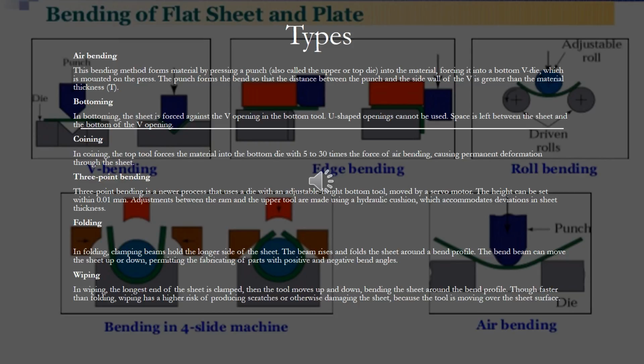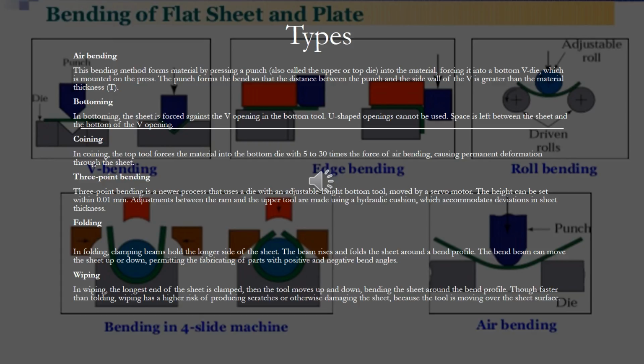Another type is bottoming. In bottoming, the sheet is forced against the V opening in the bottom. U-shaped openings cannot be used. Space is left between the sheet and the bottom of the V opening. Another is coining. In coining, the top tool forces the material into the bottom die with 5 to 30 times the force of air bending, causing permanent deformation through the sheet.